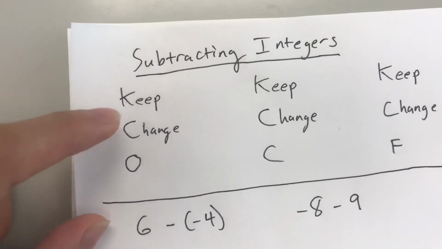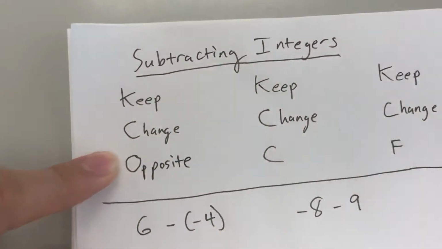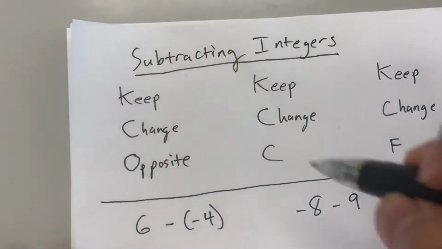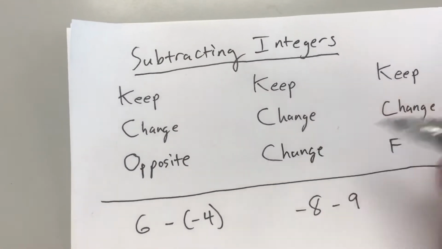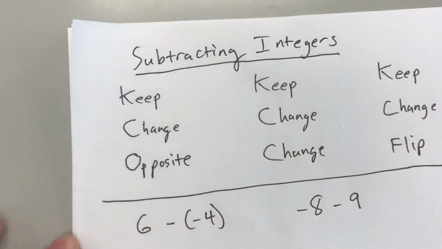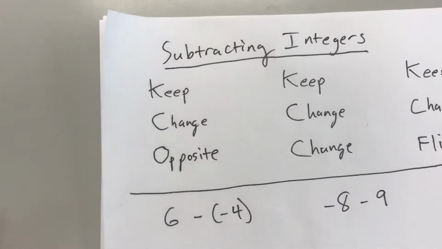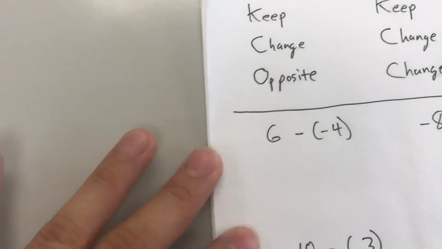I kind of like KCO, it's keep, change, opposite, so that's the way that I like to remember how to subtract integers. KCC is keep, change, change, which means literally the same thing, and KCF is keep, change, flip, okay? So those are the three ways that you could think about subtracting integers. So whenever you see a subtraction sign, you say, oh no, we don't do subtraction, we do KCO.